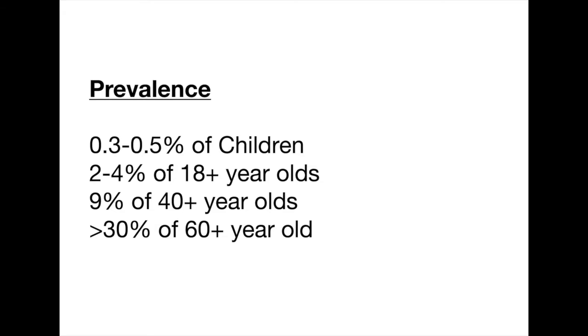In terms of the prevalence of scoliosis, 0.3 to 0.5% of children have it, which is pretty low. Above the age of 18, the percentage increases to 2 to 4%. It rises further to 9% in over 40-year-olds, and this one always amazes me. It's more than 30% of those over 60. So actually, almost 1/3 of people over 60 will have some degree of curvature in the spine.